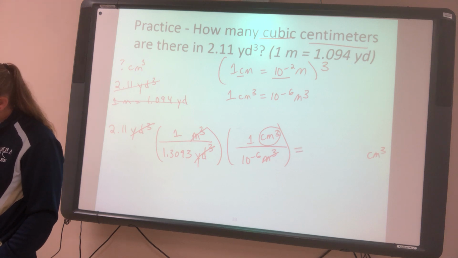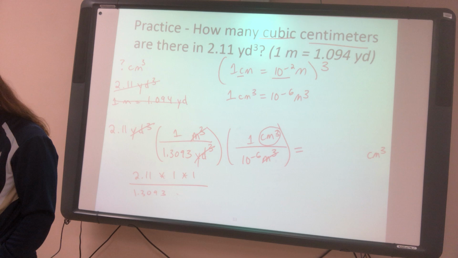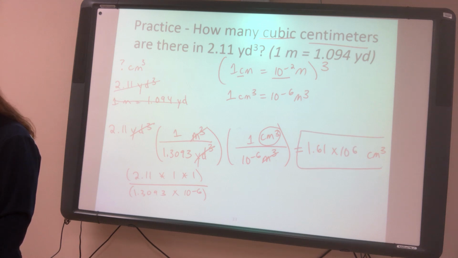Now I do the math. The math is 2.11 times 1 times 1 divided by 1.3093 times 10 to the negative 6. So put this in parentheses, do the math. And when you do the math, you get 1.61 times 10 to the 6 centimeters cubed.